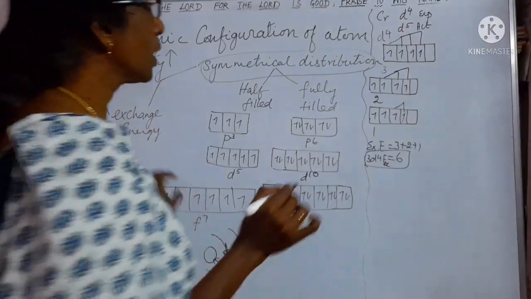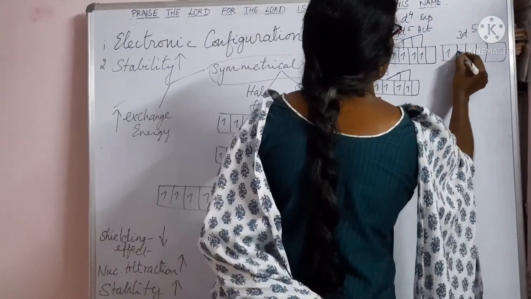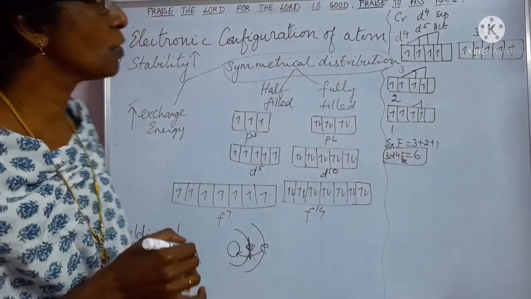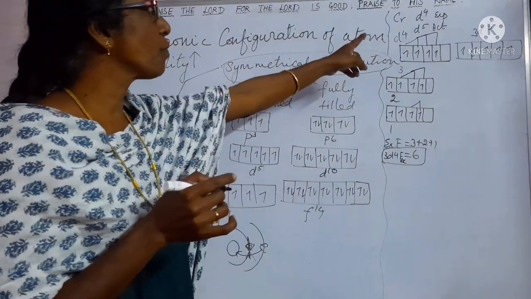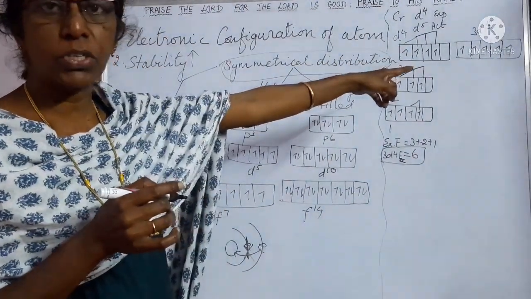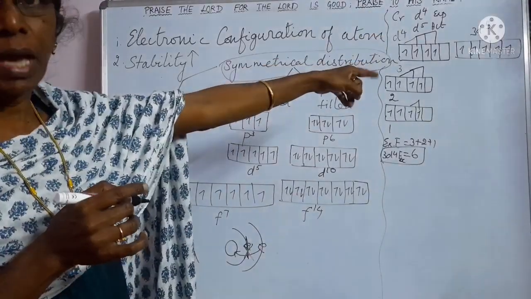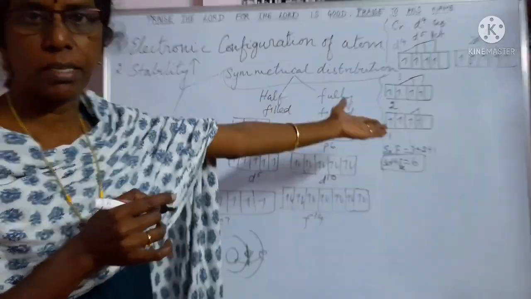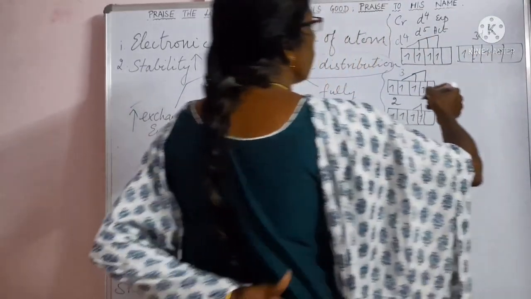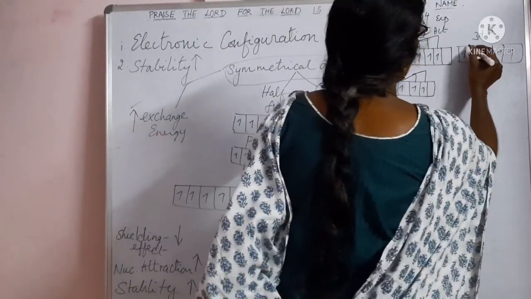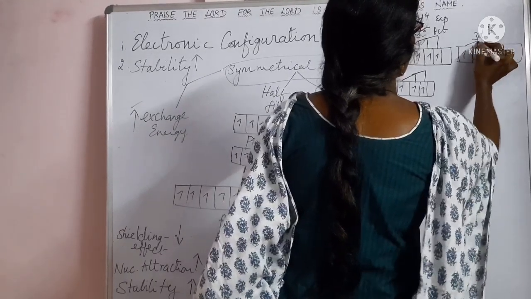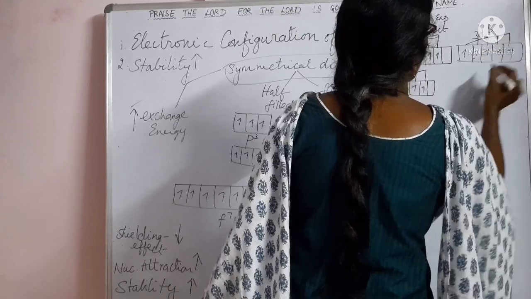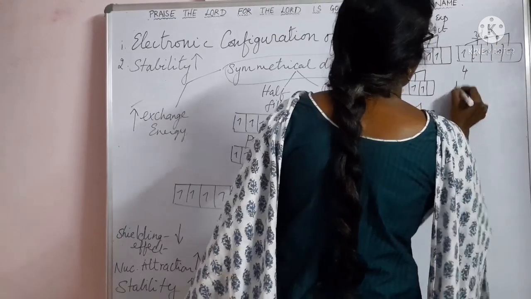Now let us take 3d5. 1, 2, 3, 4, 5. 5 electrons in the d orbital in the case of chromium, which is the actual, stable configuration. Now we are going to see why we say it is a stable configuration, because its exchange energy is greater. Now when you take 3d5, for the first electron, it can change to 2, 3, 4. So 4 is the exchange energy.